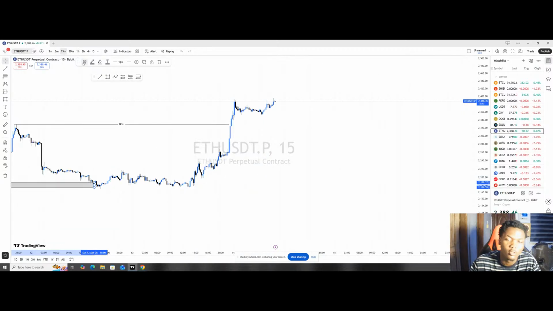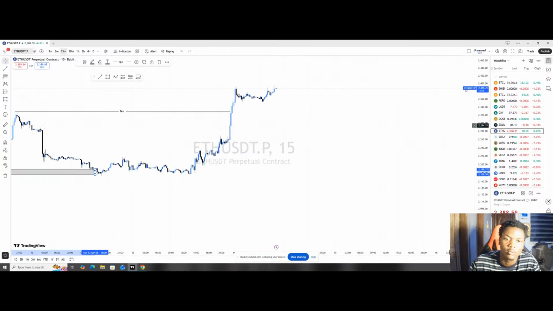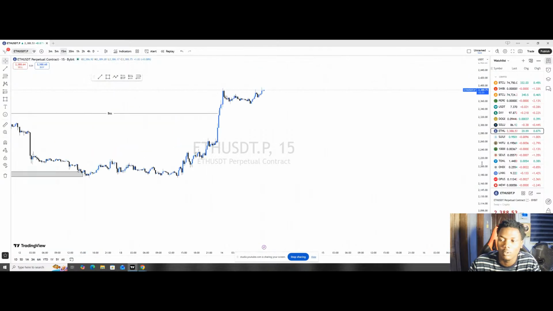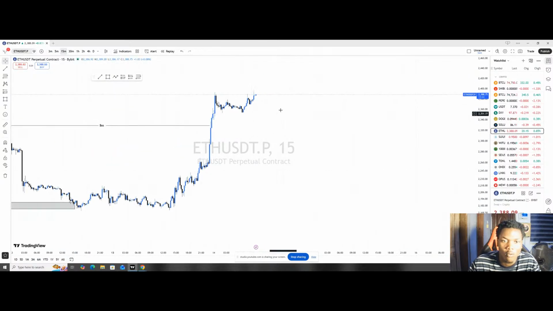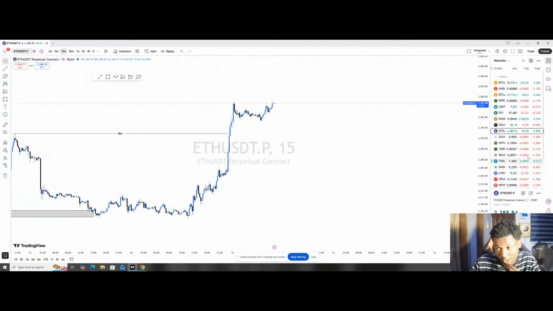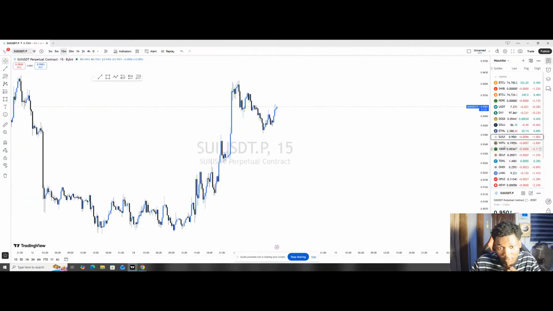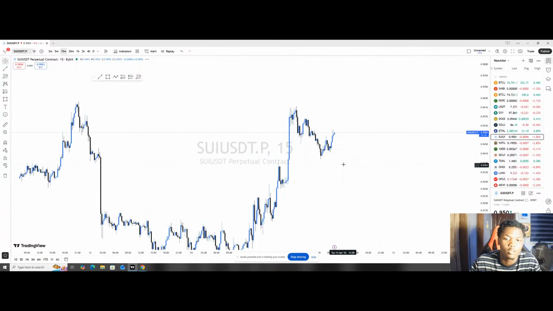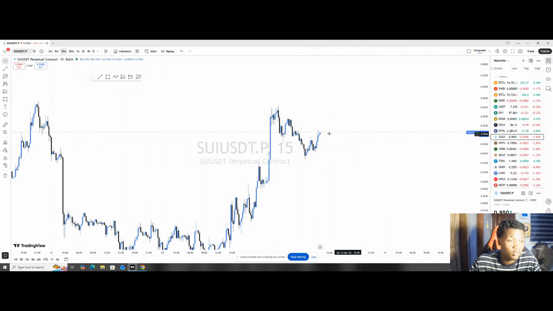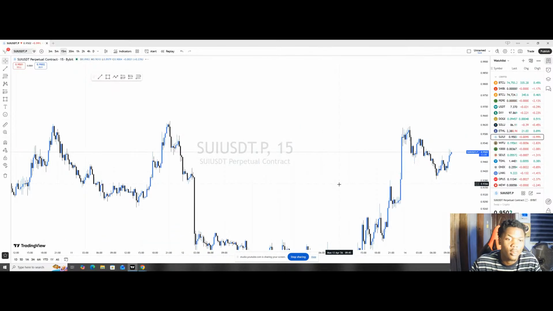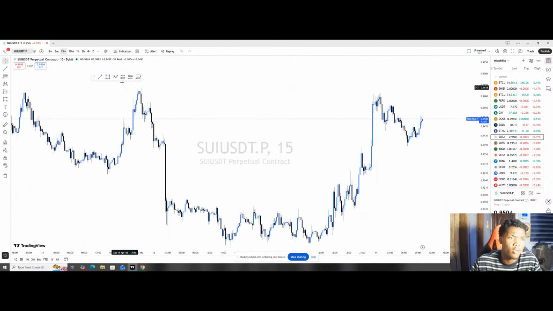Let me go to the 15 minutes. So this is it. There's actually no opportunity to trade from this one. So let's check other pairs. This is SUI. So let me go to the higher time frame.